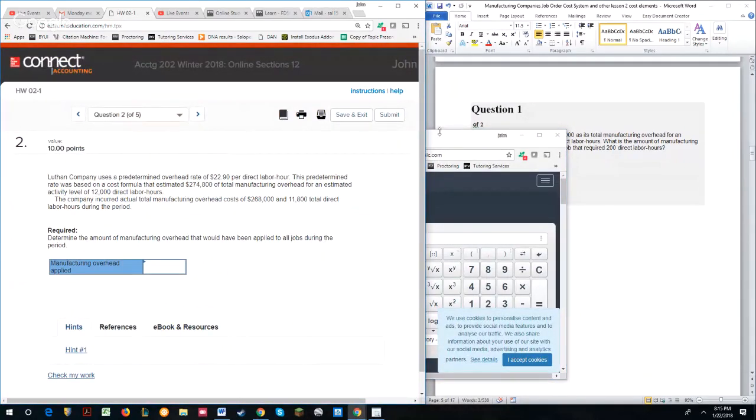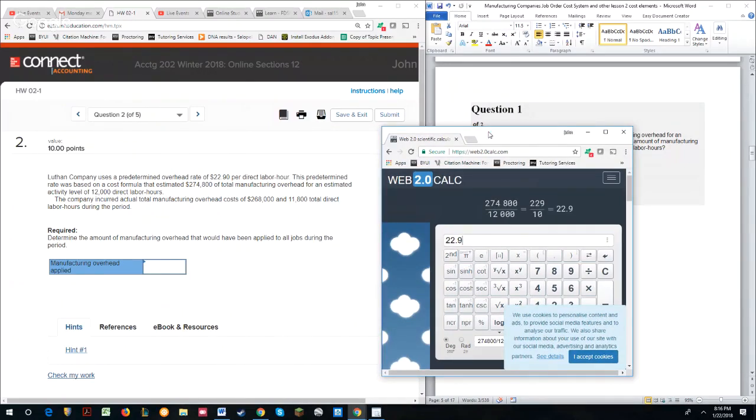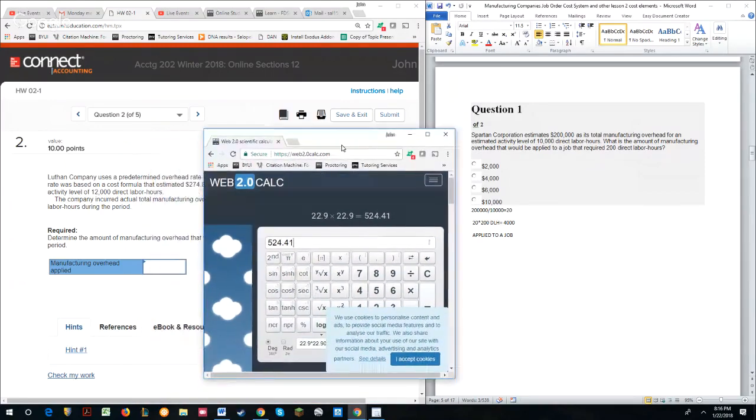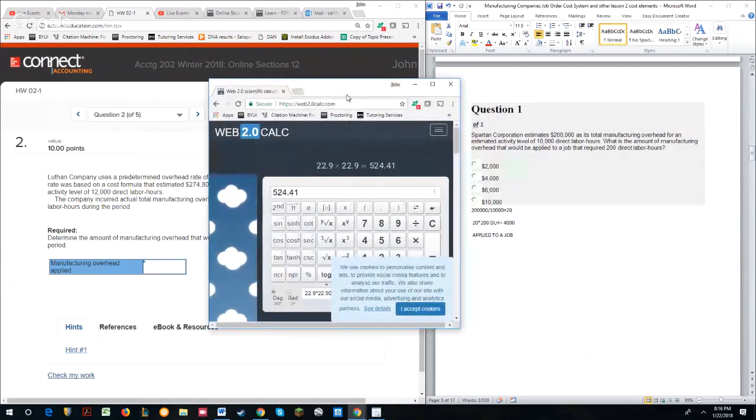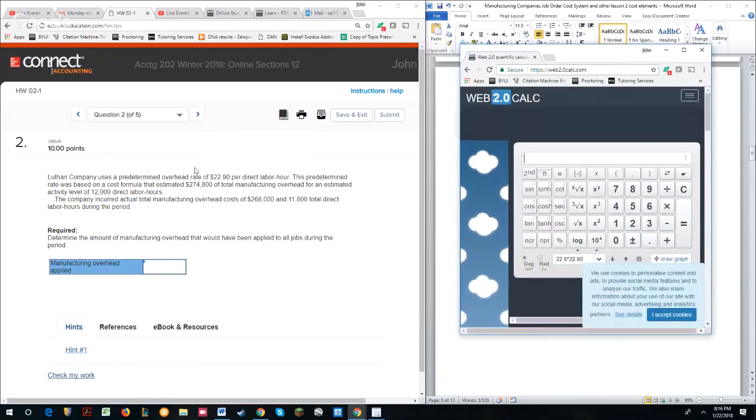Let's see here. Our overhead is 274,800 divided by 12,000, and then times this by 22.90. Hold on a minute. Did I do something wrong? Manufacturing overhead divided by the labor hours, times 22.90. No, that doesn't make sense.